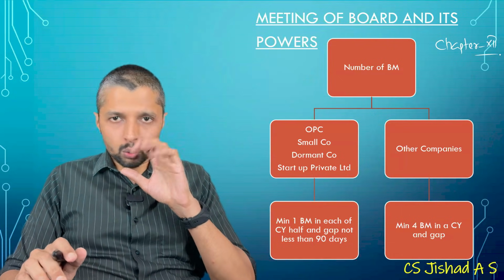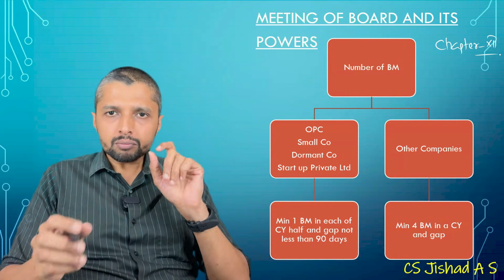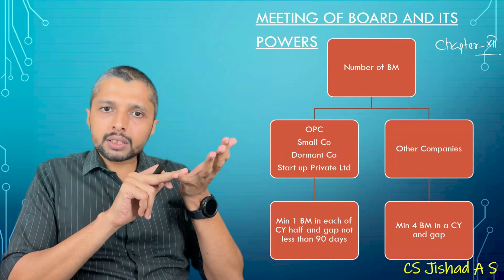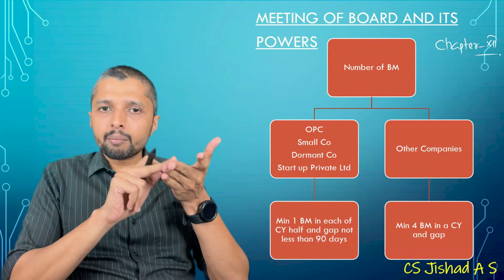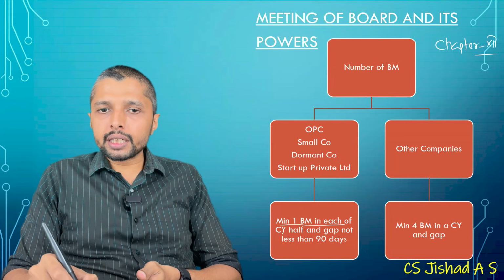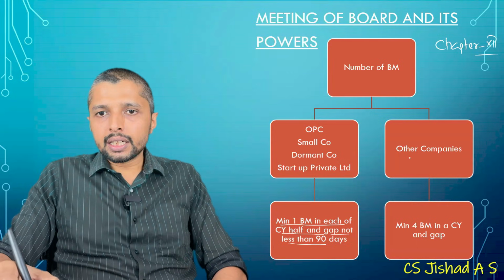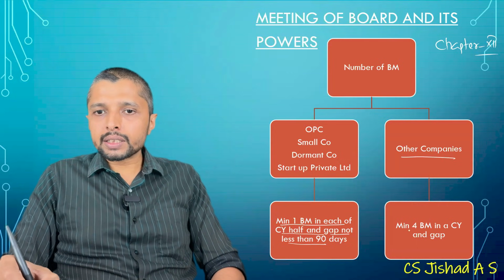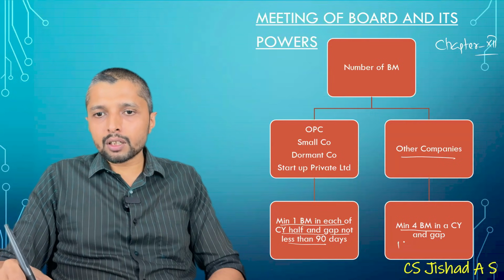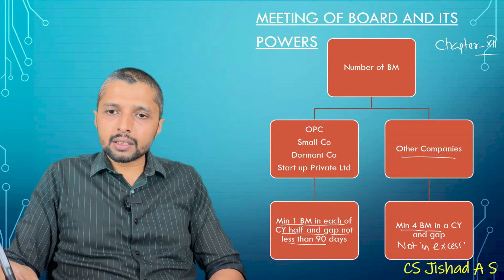With respect to board meetings, the number of board meetings, we can classify the discussion into two. In the case of a one person company, small company, dormant company, or startup private limited company, a minimum of one board meeting in each calendar year half, with a gap of not less than 90 days. With respect to other companies, a minimum of 4 board meetings and a gap not in excess of 120 days.